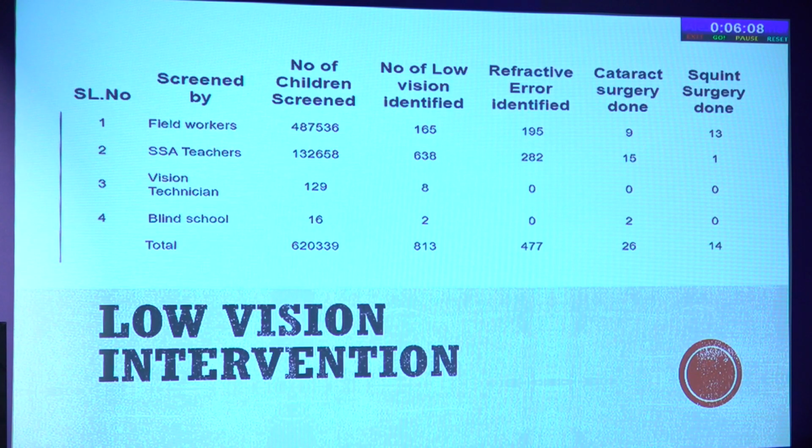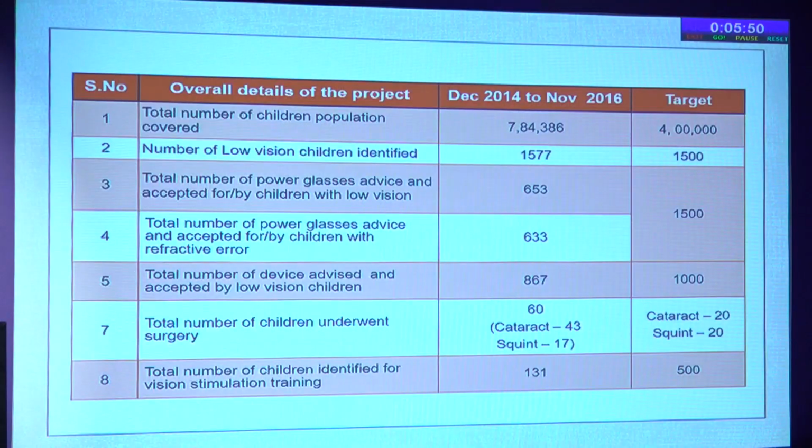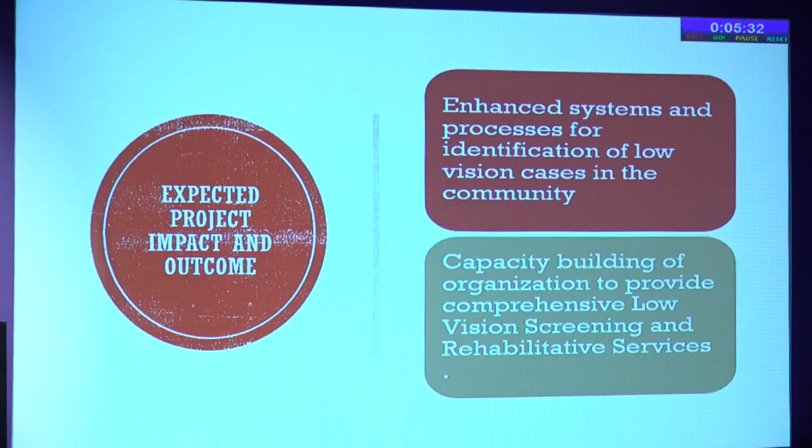So this is the screening data. In the end, we can see that the field workers and SSA teachers had contributed to the maximum number of children screened and identified, and whoever needed glasses for refractive error was corrected. Surgeries were also done as part of this project free of cost. We identified around 1600 kids with low vision, and we gave the respective interventions, including glasses and devices, surgeries were also done, and a few of them received early intervention training.